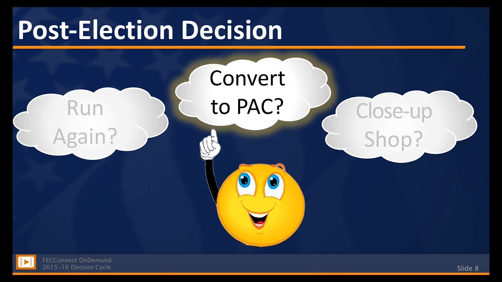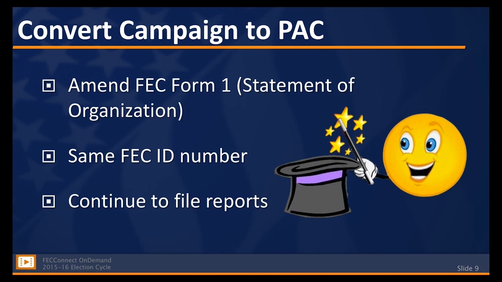To do this, your treasurer will simply amend the committee's FEC Form 1 to reflect the committee's new name and status as a PAC. The PAC can use the contributions your campaign received for elections in which the candidate participated, plus raise additional funds subject to its $5,000 per year contribution limit. The PAC will file its regularly scheduled reports on FEC Form 3X.